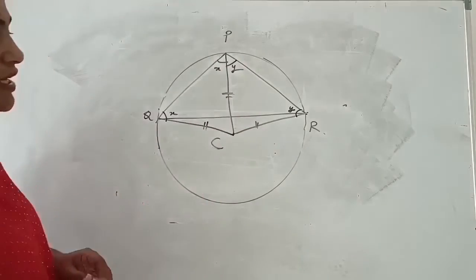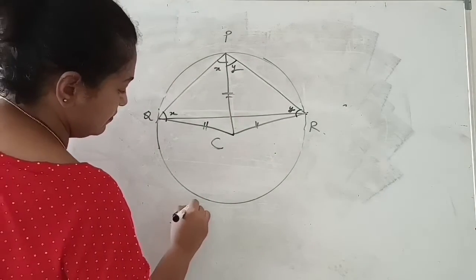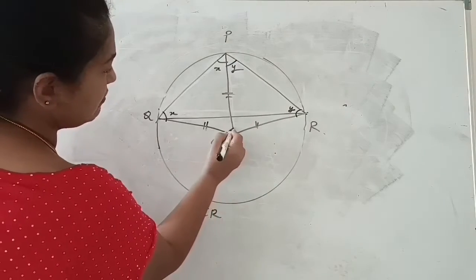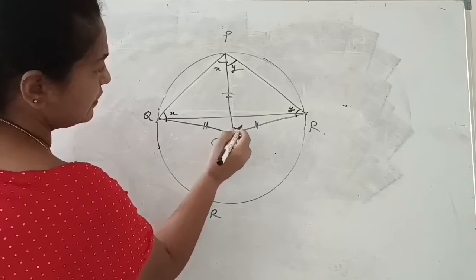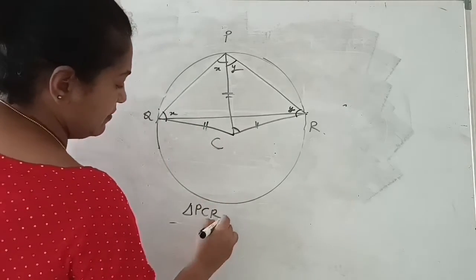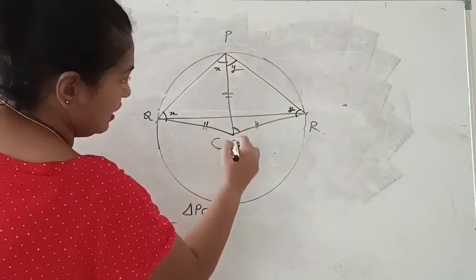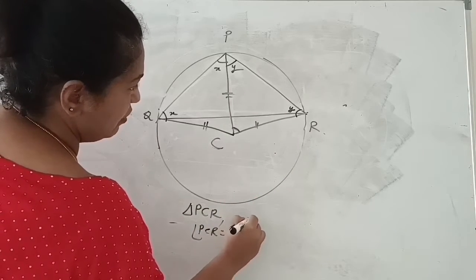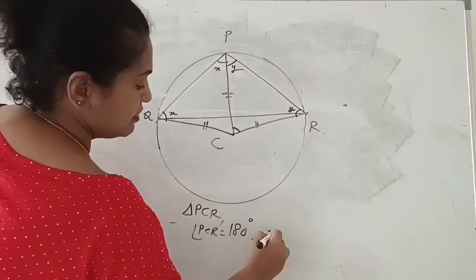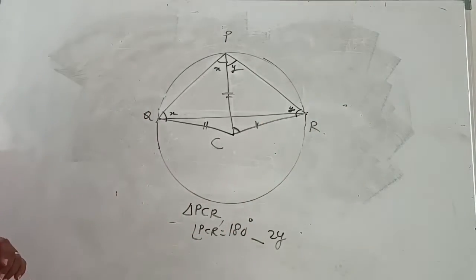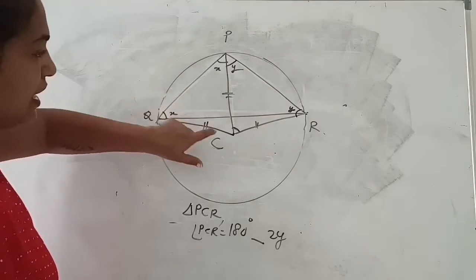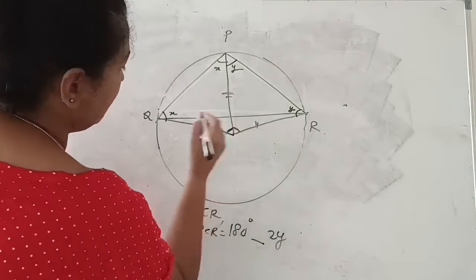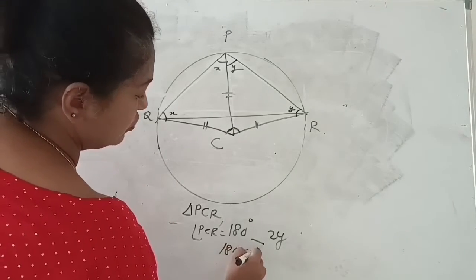Now, if I am considering the triangle PCR, PCR is this triangle. I know that this particular angle here is 180 degrees minus this particular angle, angle PCR, 180 degrees minus the other two angles, which is 2y. Similarly, for this triangle, if I am considering the angle QCP, this particular angle will be equal to 180 minus 2x.